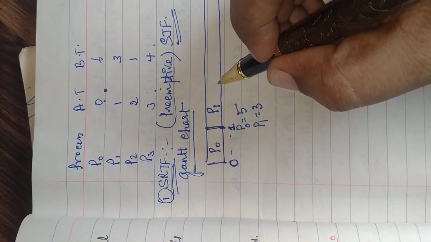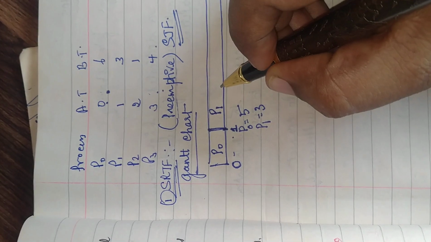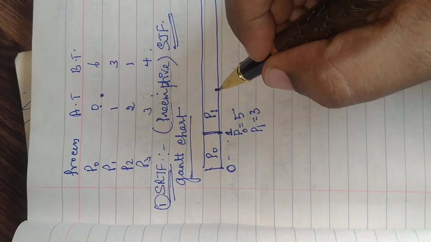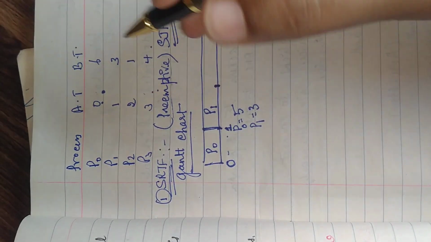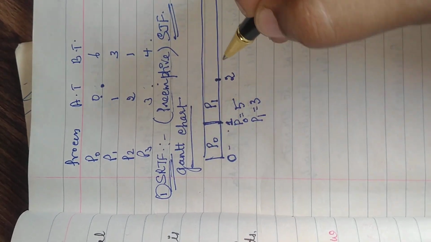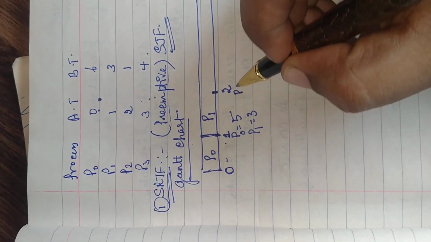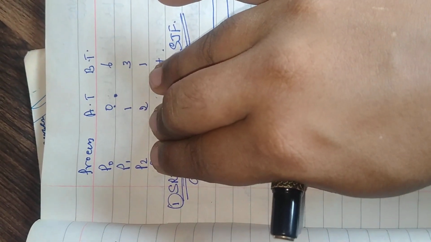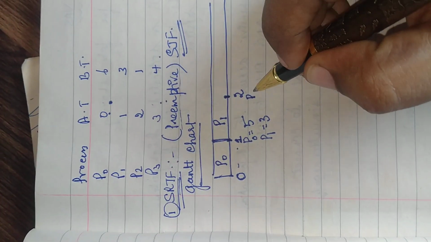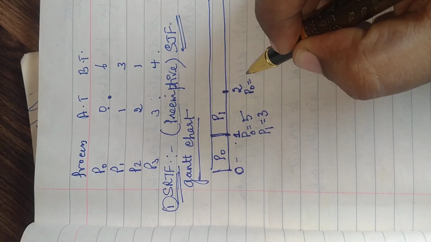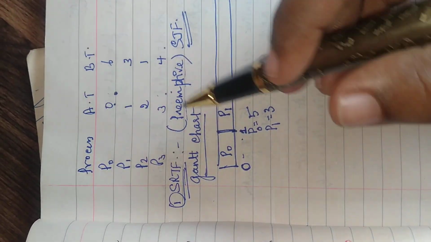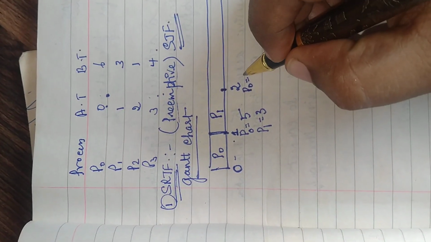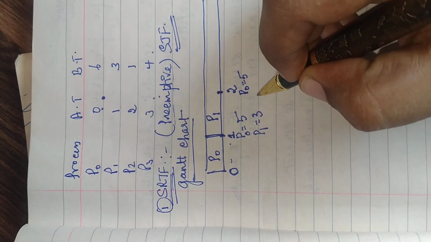It will be executing, but since this is preemptive, you have to pause at the next arrival time, that is 2. You have to check here. What do you have to check? At arrival time 2, how many processes do you have? You have P0, P1 and P2. P0, how much is remaining? Initially 6 was there, but 1 was executed, so 5 milliseconds are pending.